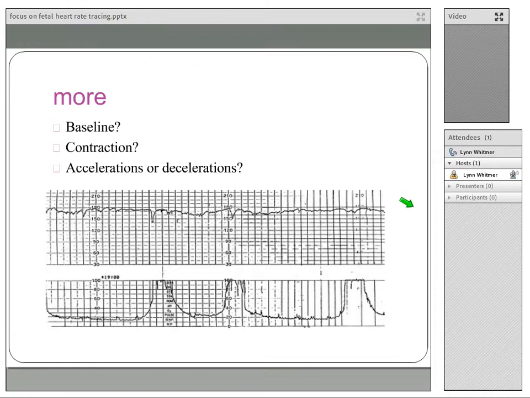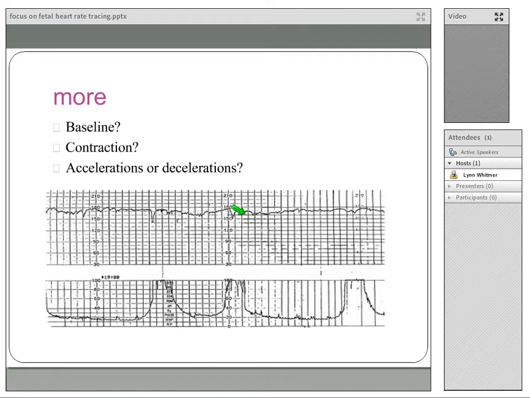What is the second piece? It is variability. What is your variability? And that is your beat-to-beat change. And with this variability, I think it looks pretty marked. It's up and down and all around. So I would say we have initially marked variability, and then it kind of goes in this area. It's a little more moderate to minimal variability.